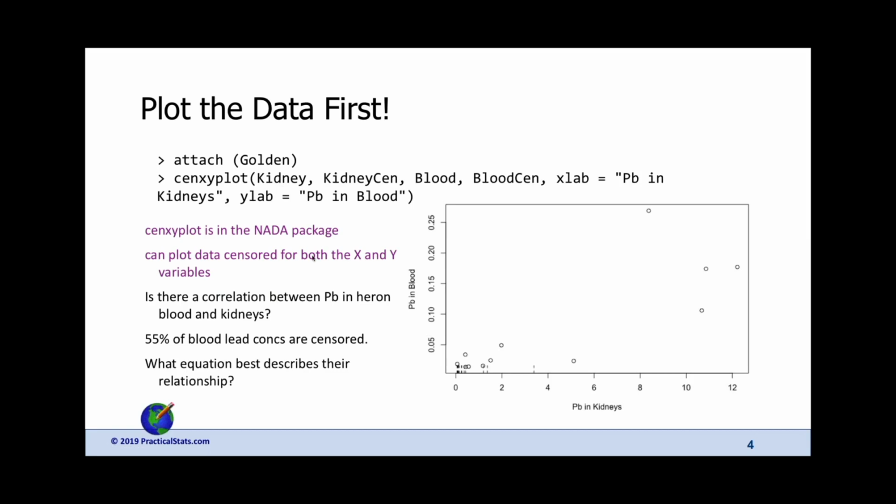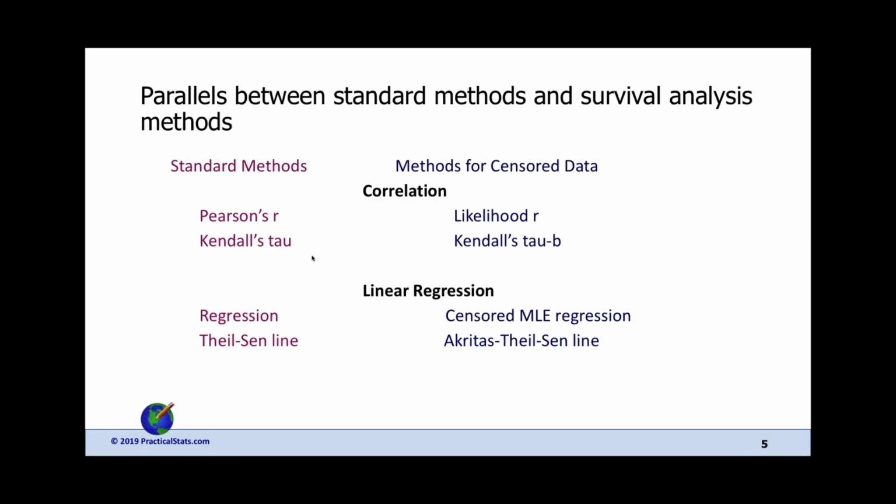So that's the format. The blood format is the same thing. If you are familiar, and I'm assuming you are, with the standard methods without censoring, you're interested in Pearson's R correlation. There's something called the likelihood ratio R or likelihood R, and some variations of that can handle censored data with Nondetects without substitution.